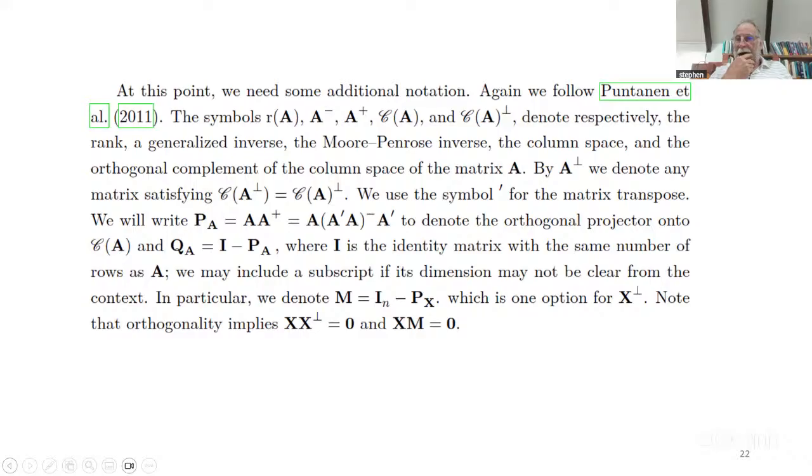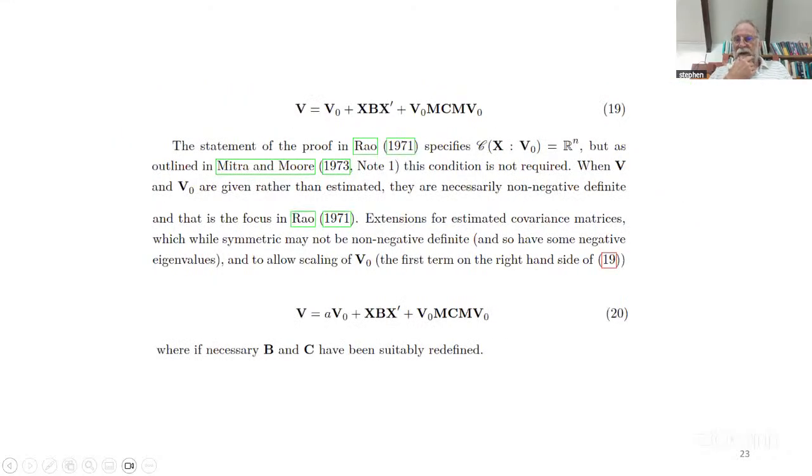Now, the important equations from Rao are these two here. So basically, the V that works consists of the original V naught. It may be scaled as it is down here in this second equation, equation 20, but what we can add on is something that's in the column space of X, or something that's in the column space of V naught times M, cross product terms.